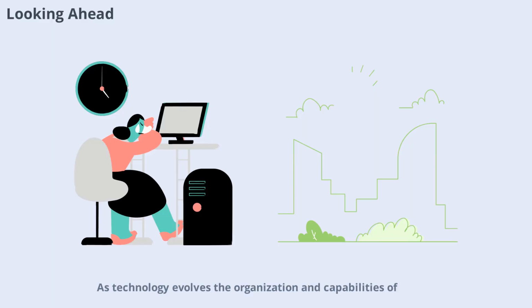As technology evolves, the organization and capabilities of functional units continue to advance. Innovations like multi-core processors, advanced memory hierarchies, and specialized accelerators are shaping the future of computing. Staying informed about these changes will help you better understand and leverage the power of digital computers.